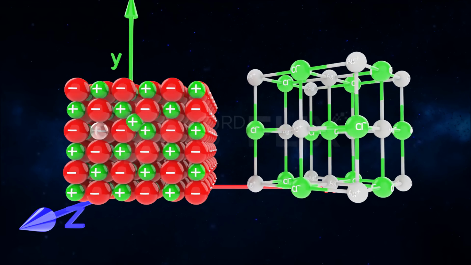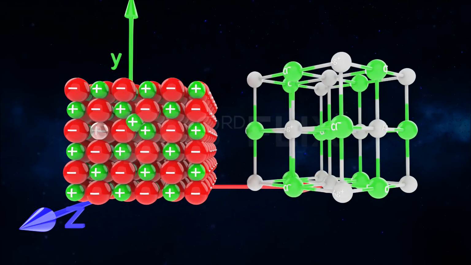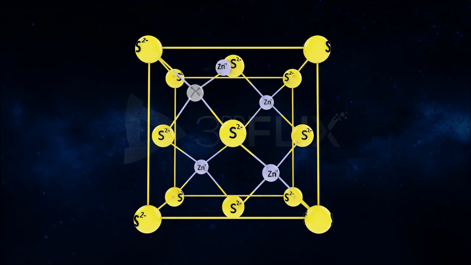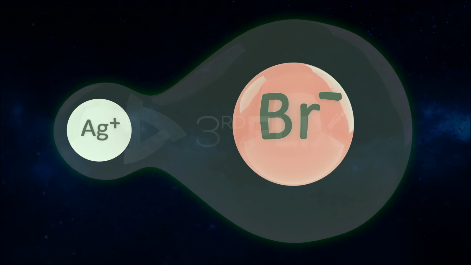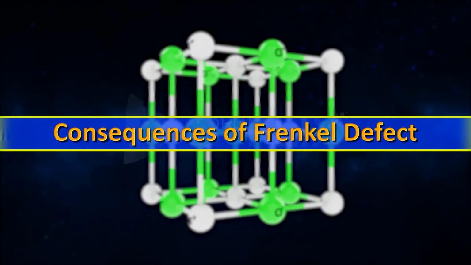Frenkel defect is found in ionic compounds that have low coordination numbers. Ions have large differences in their sizes. Since cations are smaller than anions, they can easily fit into the vacant spaces in the lattice. Cations are highly polarizing, while anions are easily polarizable. Consequences of Frenkel defect.